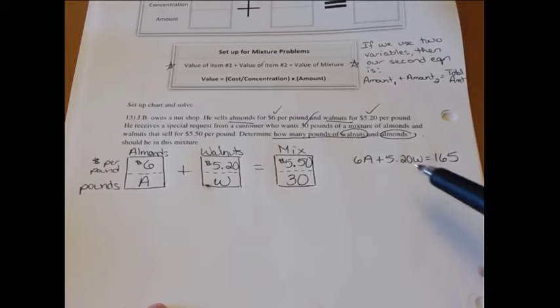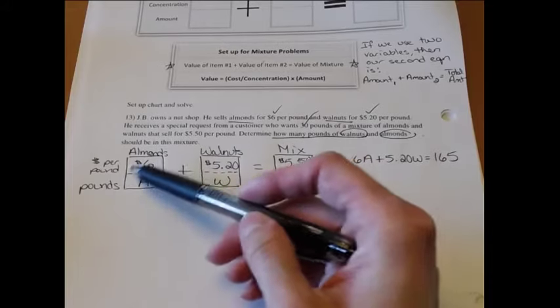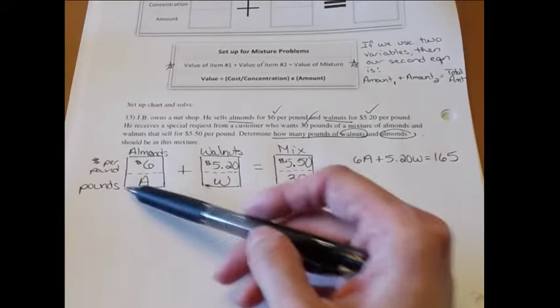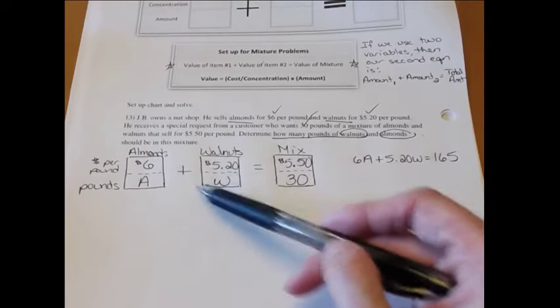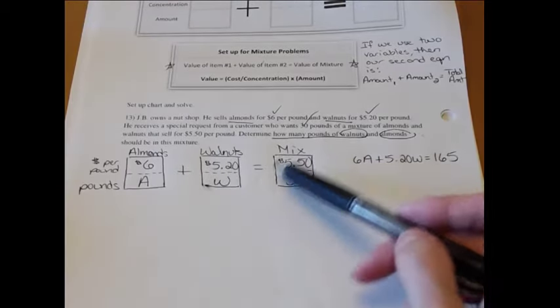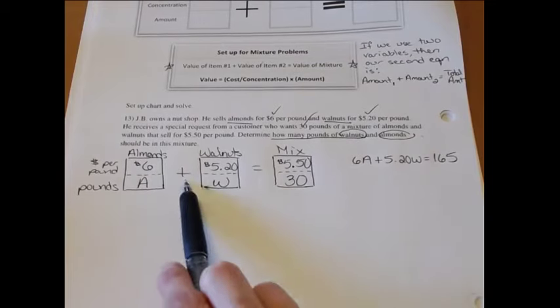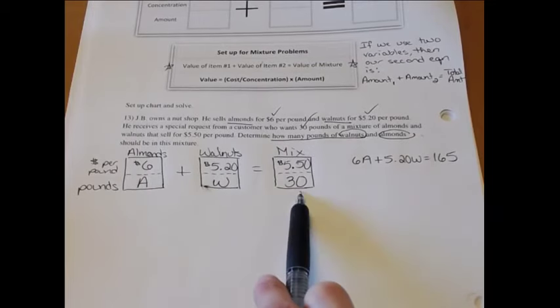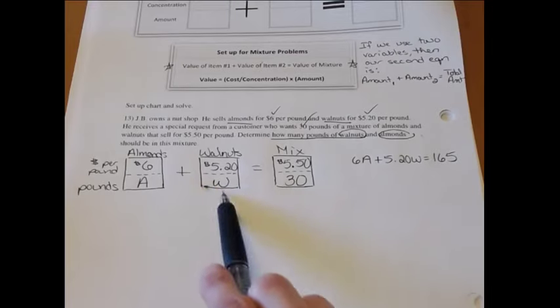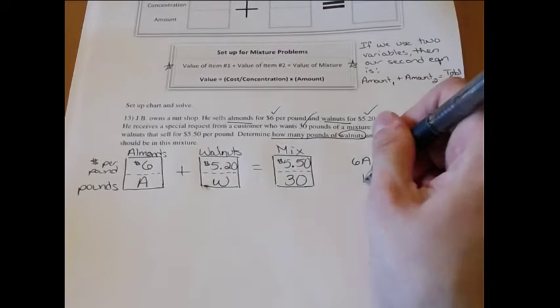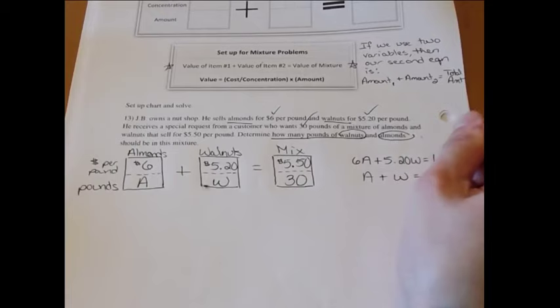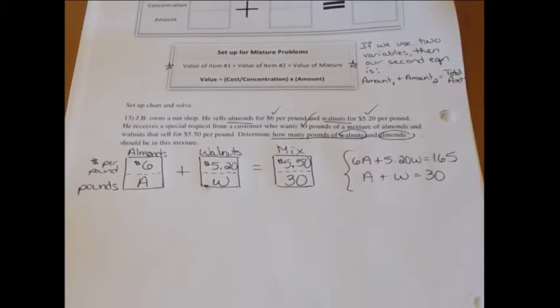Okay, if you want to make a note in your notes how you got this value, go ahead. Remember, it's just the value, so cost times amount, plus the value, cost times amount, is equal to the value, cost times amount. That won't change. Your second equation is the amount of almonds plus the amount of walnuts is equal to the total amount. So it's going to be A plus W equals 30. And there's our system. Not bad, right?